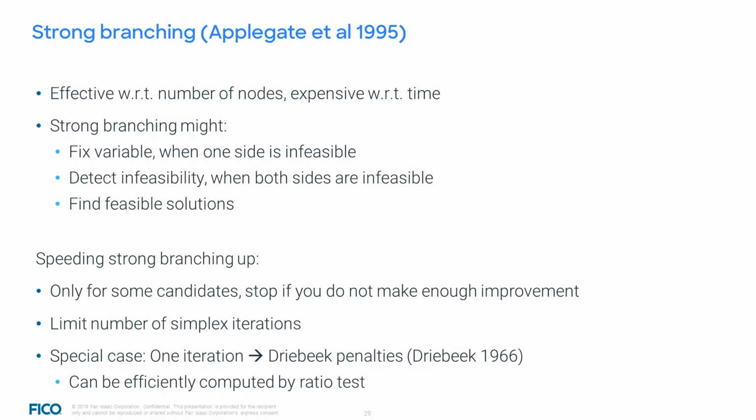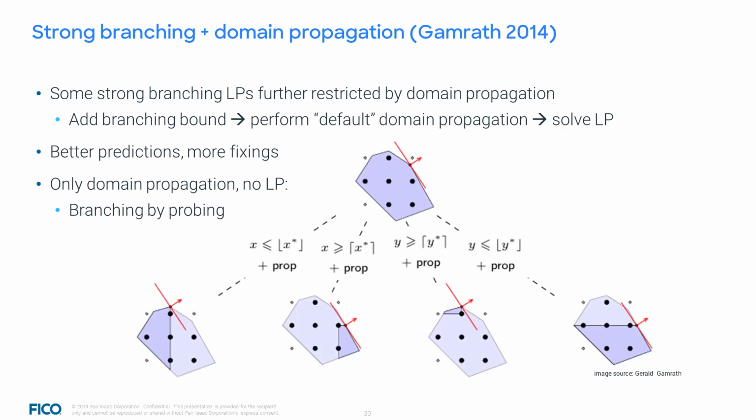LP solve. One additional suggestion to improve this process is to apply domain propagation before solving the strong branching LPs. This is a form of local pre-solving and leads to better branching predictions. Compare the pictures and the indicated objective levels with the picture 2 slides ago. As an extreme form, one might only apply domain propagation instead of solving strong branching LPs. This will again be a comparably cheap branching rule, even if fully applied to all fractional candidates.